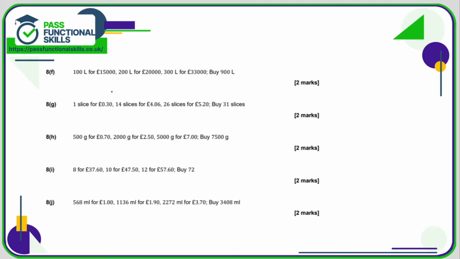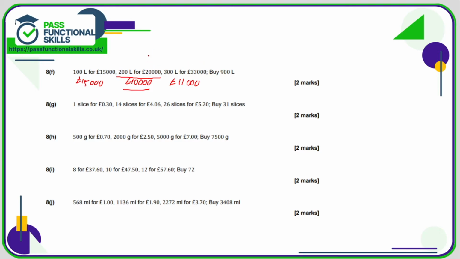F is a bit of a horrible one, so we're going to work out the price for 100 litres. So this is going to be 15,000 for 100 litres. This is going to be 10,000 for 100 litres, which is this figure here divided by 2. And if I divide by 3 here, that's 11,000. So we can clearly see that the best value for money is the 200 litres for £20,000. So we want to take advantage of this offer.